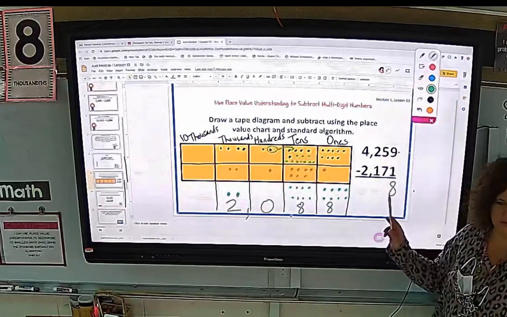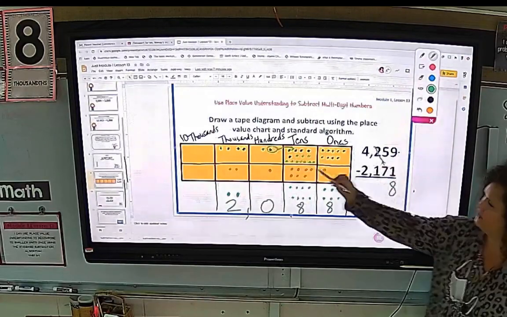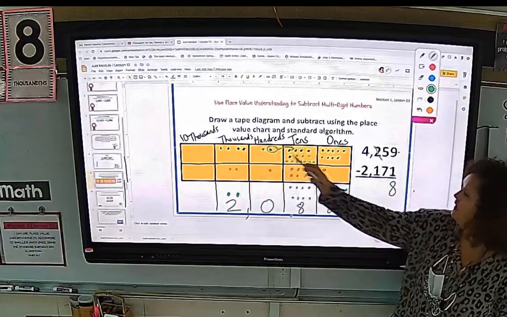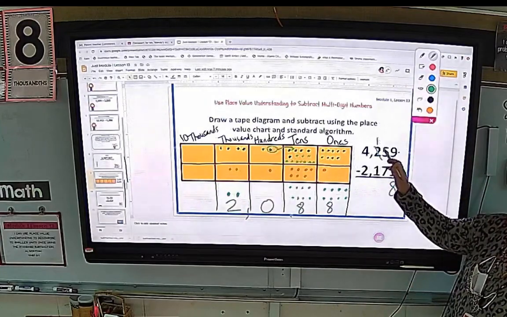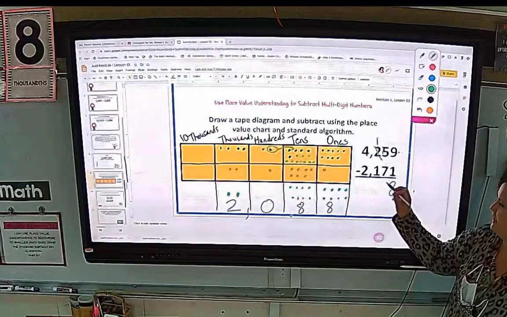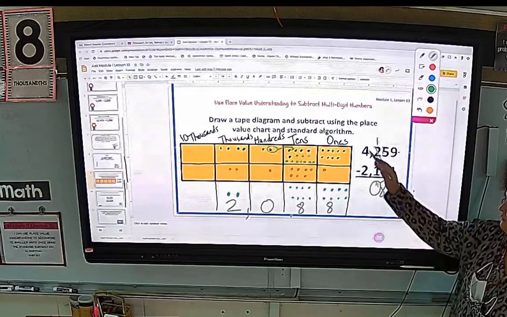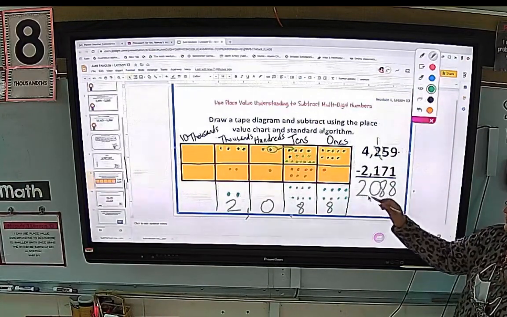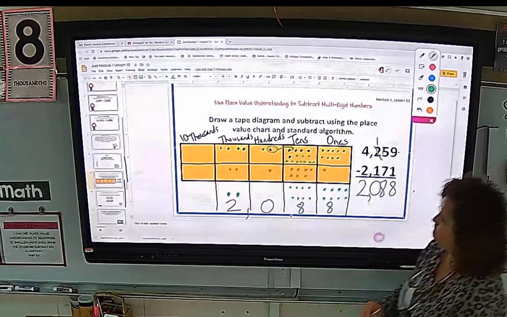We couldn't take the 7 away from the 5, so we went and borrowed right here. This is what we did right here. This became a 1. There was only 1 left, and this became a 15. 15 take away 7 is 8. 1 take away 1 is 0. 4 take away 2 is 2. Same answer. Okay.